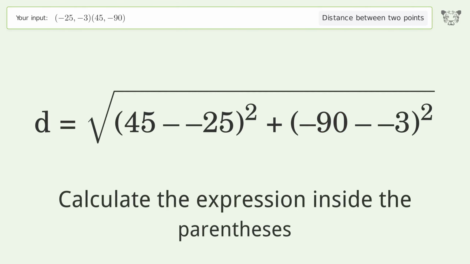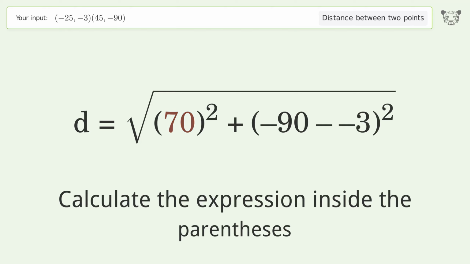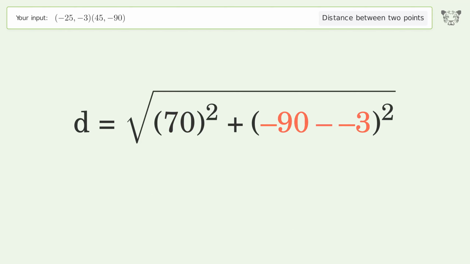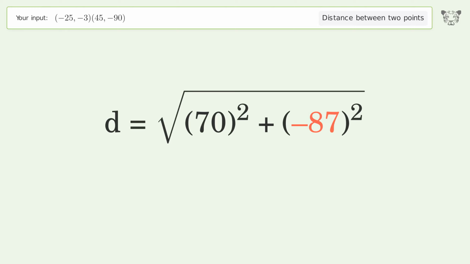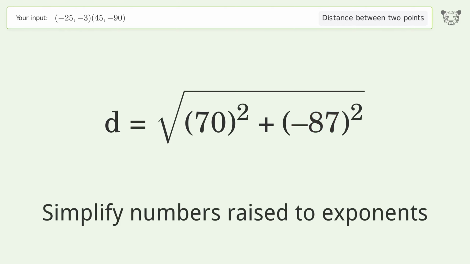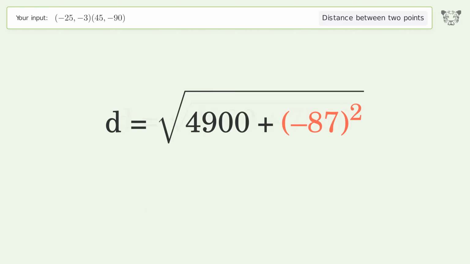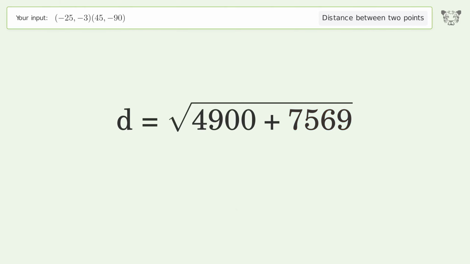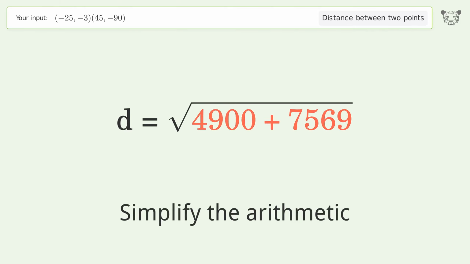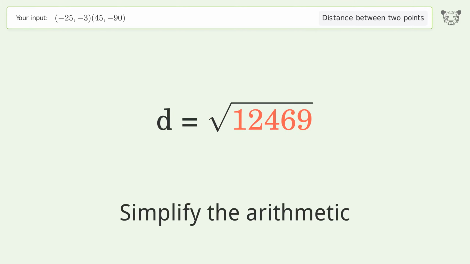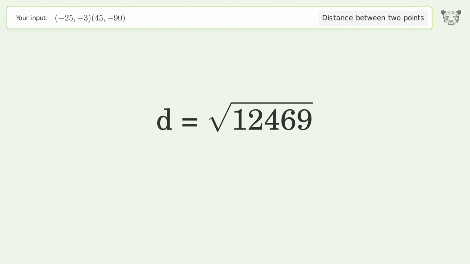Calculate the expression inside the parentheses. Simplify numbers raised to exponents. Simplify the arithmetic. And so the distance between the 2 points is the square root of 12,469, or 111.665.